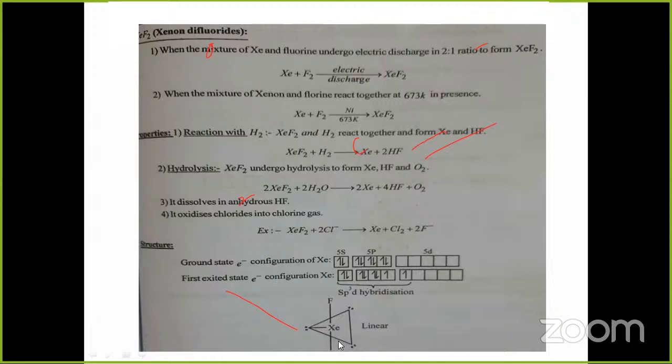Therefore, the hybridization is sp3d and geometry is linear. The lone pairs are not visible in geometry. The geometry shows only sigma bonds. That's why the geometry is linear. Hybridization is sp3d, the number of sigma bonds is 2, and the number of lone pairs is 3. So this is the structural information about xenon F2.